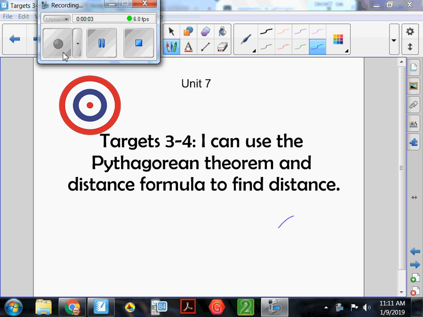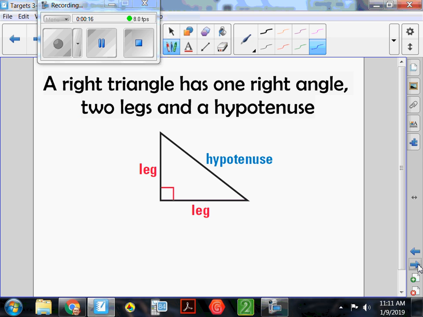This is Unit 7, Target 3 and 4, which uses the Pythagorean theorem and the distance formula to find distance. Specifically for this video, I'm going to be looking at Target 4, which is the Pythagorean theorem. To use the Pythagorean theorem, I have to know a little bit of vocabulary.